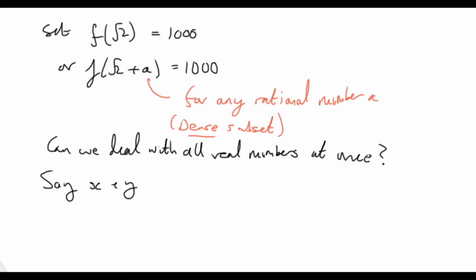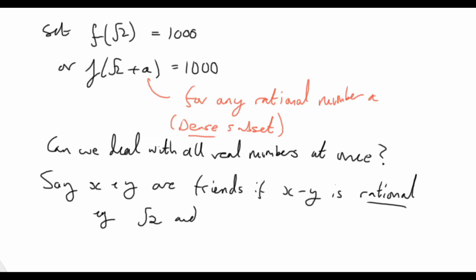And for that, I'm going to say that two real numbers, x and y, are friends if x minus y is a rational number. Square root of 2 plus 1 and the square root of 2 will be friends. And this definition partitions, like it separates out the real line into friendship groups. And each of those friendship groups is a dense subset of the reals. It's a subset of the kind that we're looking at.